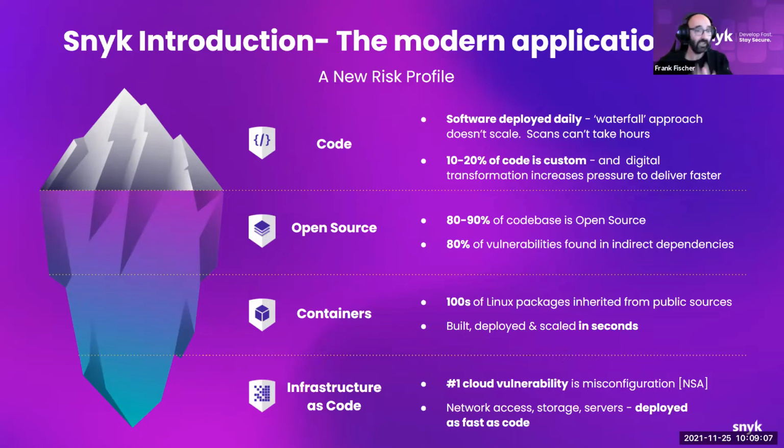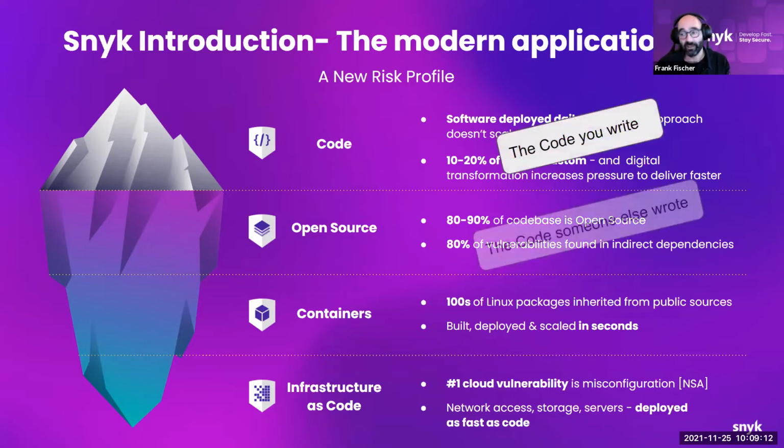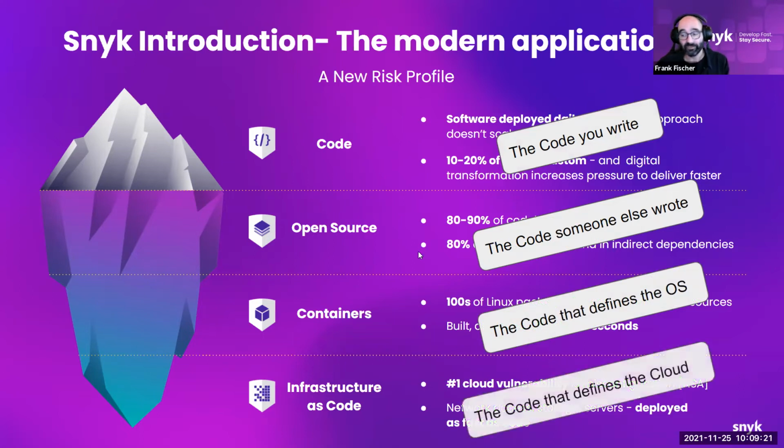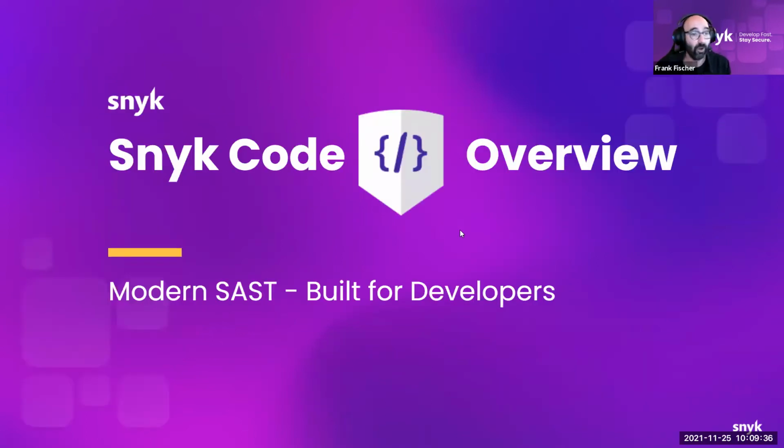If you look at it now from a distance, you can literally say, this is the code you write. This is the code you get from somewhere else. This is the code that defines your operating system, your environment that you're operating in. And this is the definition of the cloud that you're using. And if you're looking at this like that, it literally covers the whole stack of a modern cloud-based application.